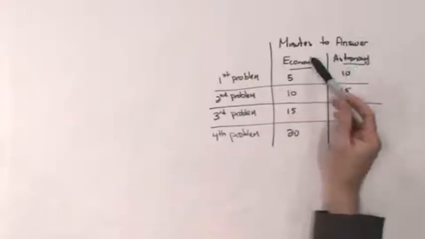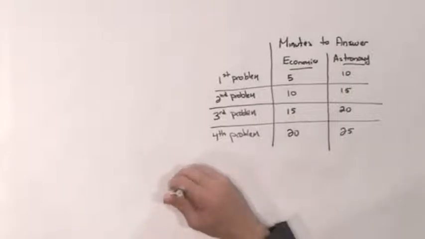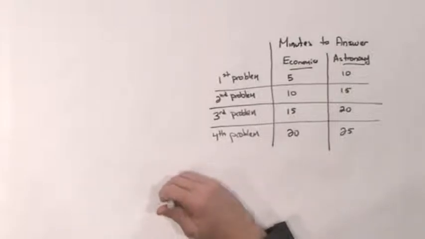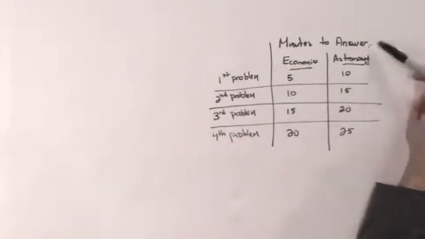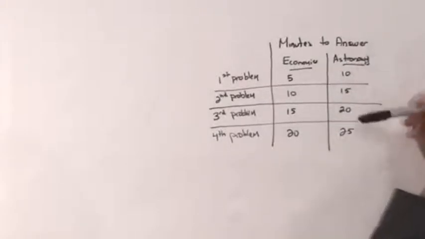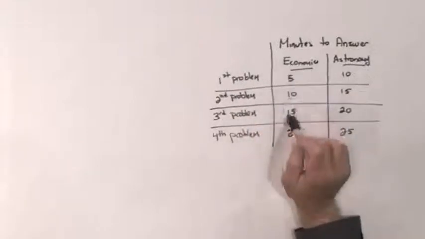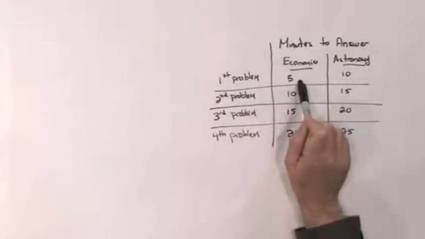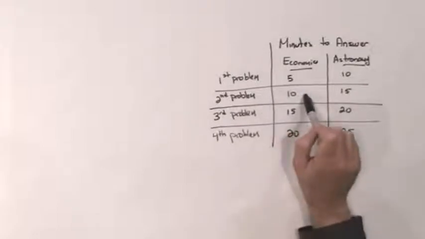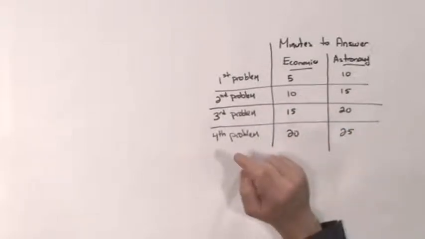So let's be a little more specific. Say that you're able to calculate exactly how many minutes it takes you to answer a question in each class. And this is a table we have right here. These are the minutes it takes you to answer questions in economics and questions in astronomy. So if you answer an economics question, the first problem will take you 5 minutes to answer. The second problem will take you 10 minutes. The third problem will take you 50 minutes. And the fourth problem will take you 20 minutes.